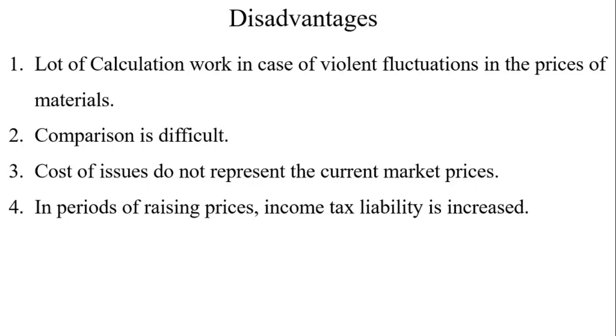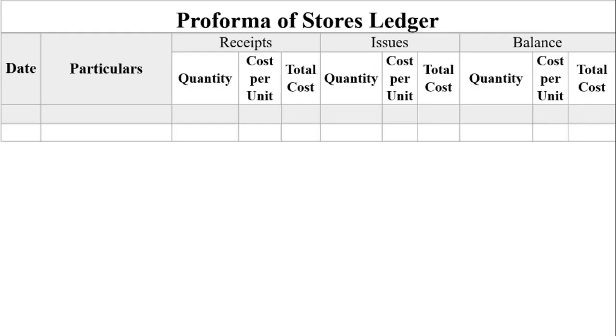Cost of issues does not represent the current market prices, because the current market price is something different. We are issuing at the old prices, so these two are not going to be the same. Hence the issue prices are not going to represent the current market prices. And also, in case of rising prices, income tax liability is increased. So these are the disadvantages.